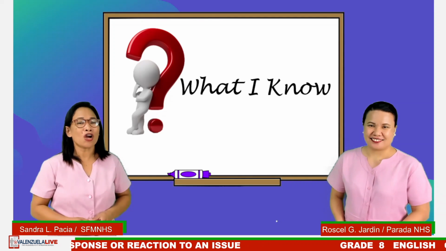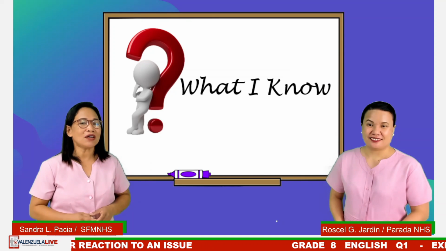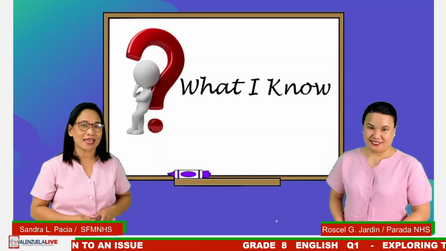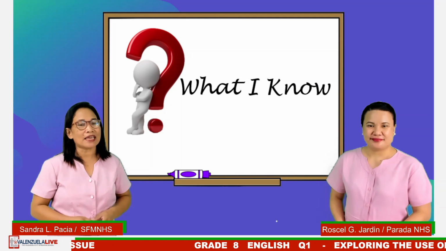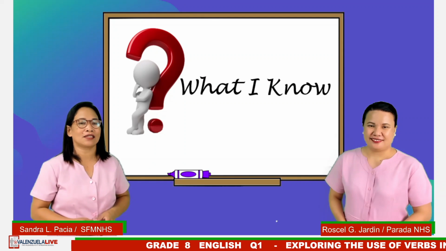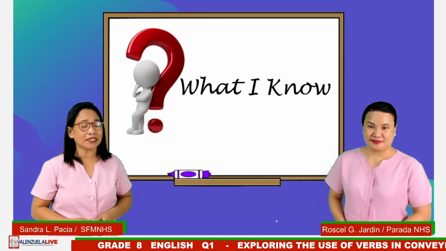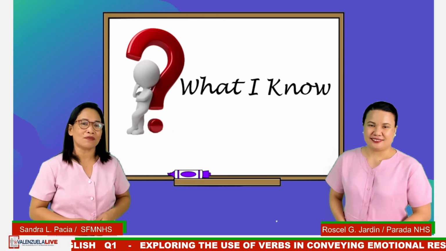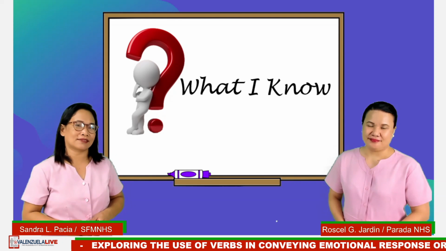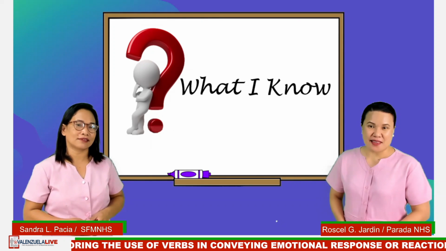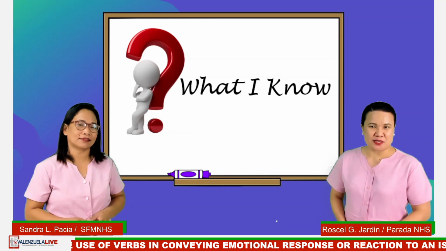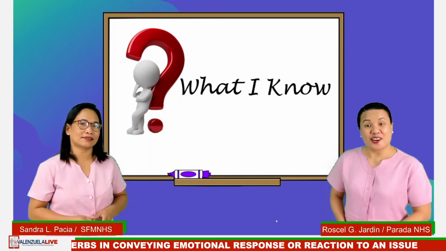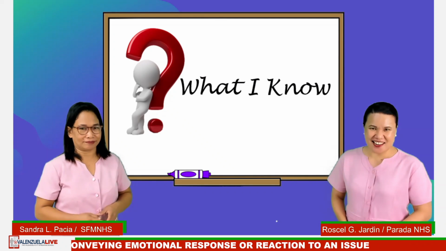Let us check what you already know about the lesson that we are going to discuss. Read and examine each sentence. Look at the underlined word and identify each part of speech from the given choices. We will be giving you 5 seconds to think about your answer for each number. Are you ready? Let's start!